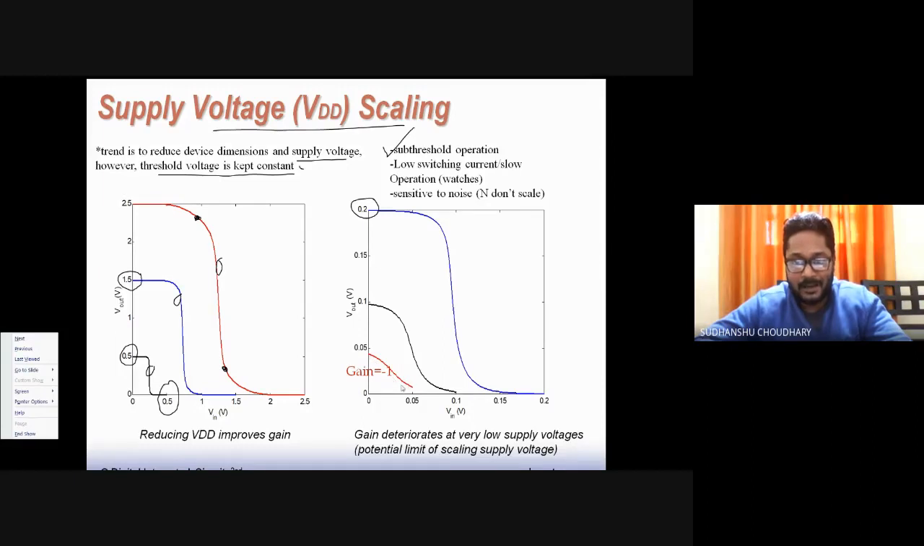One can say that still it is behaving like an inverter, but the gain of this transient region is reduced. Okay.